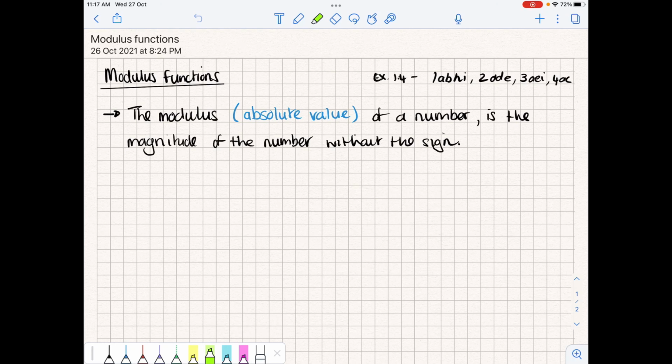Right, so in today's lesson we're going to learn about modulus functions. So very broadly speaking, the modulus, otherwise or alternatively known as the absolute value of a number, is the magnitude of the number without the sign. Okay, that's the broad definition. And as I said, modulus and absolute value are interchangeable. So modulus function could also be absolute value functions. Right? They are the same thing.